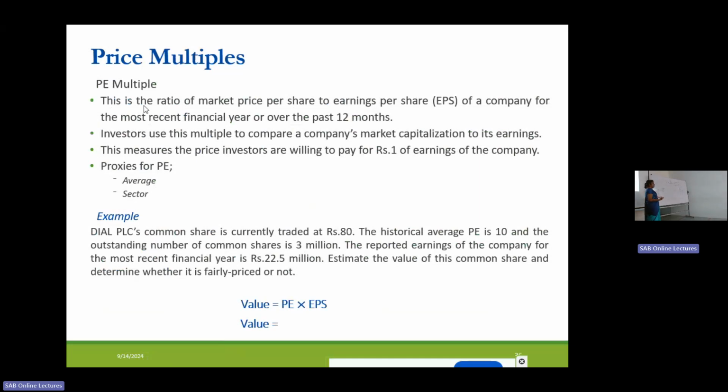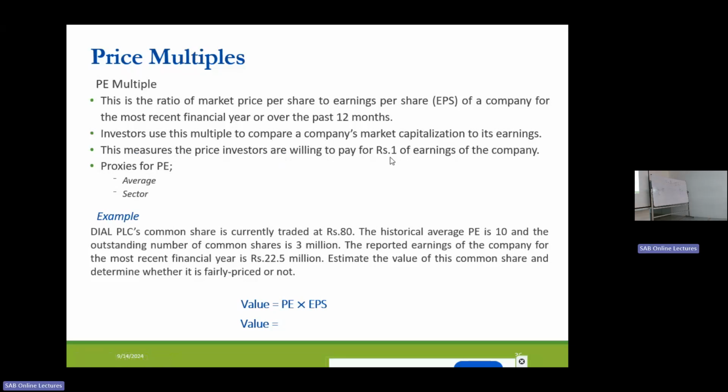So based on this multiple, you can multiply. This is the ratio of market price per share to the earnings per share, for the most recent financial year or past 12 months. So we have to take the past average, the historical average. Investors use this multiple to compare the company's market capitalization to its earnings. It measures the price investors are willing to pay, that is, for 1 rupee of earnings. So that is 6 rupees.